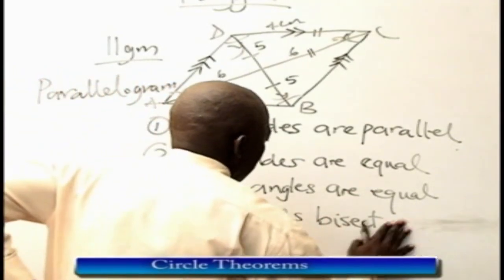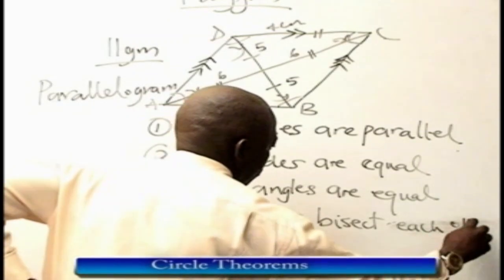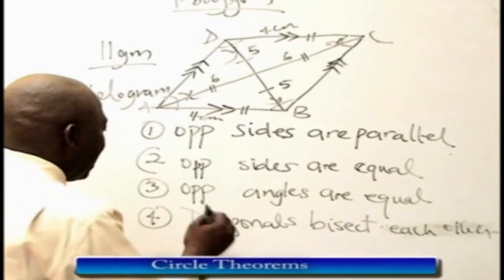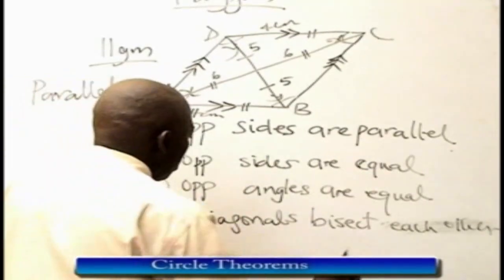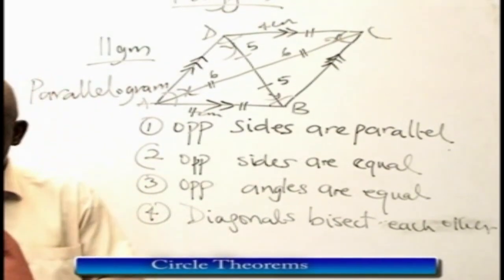Sorry. It's not one another. When you're dealing with two things, it's each other. When you're dealing with more than two, you use one another. Diagonals bisect each other. That is the property of parallelogram.